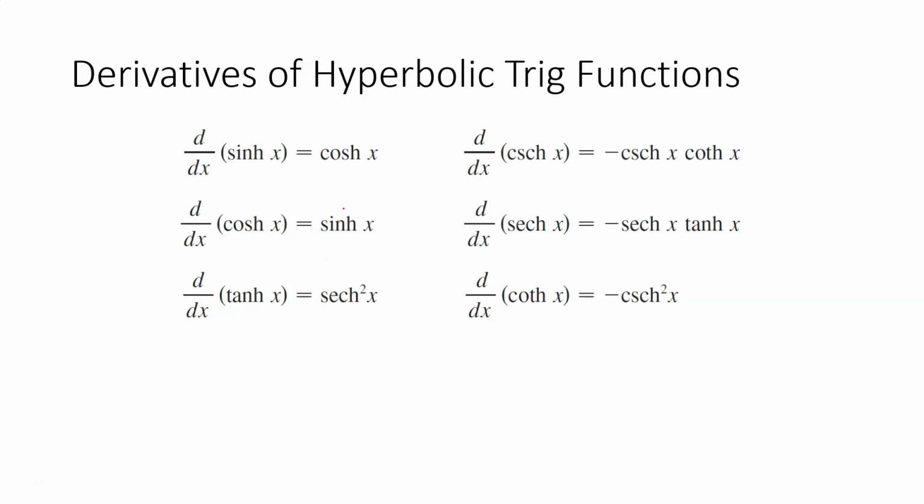So let's take a moment to look at the derivatives of the hyperbolic functions. And here's where we notice another strong similarity with the trig functions. The derivative formulas here are going to resemble them very strongly. So the derivative of hyperbolic sine, for instance, is equal to hyperbolic cosine.